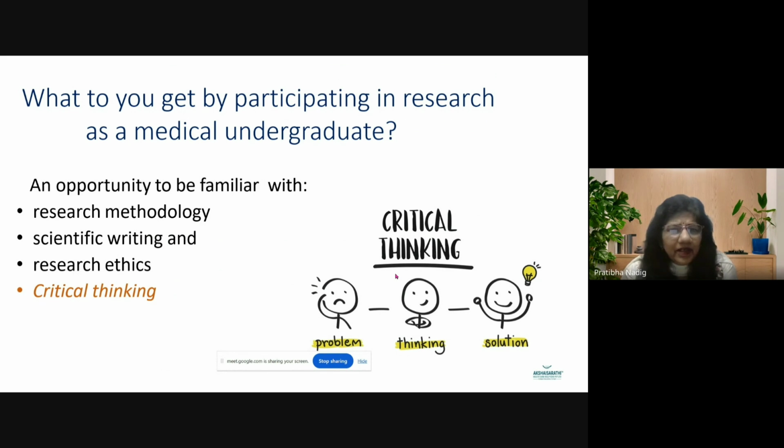What do you get by participating in research as a medical undergraduate? It will be a great opportunity to be familiar, I'm saying. You will not become masters because you have very less time. So you will understand research methodology. You'll understand what is scientific writing, because writing, we know. We have written essays, we have written so many things in our school and in our +2. But in scientific writing, the facts and the data have to be presented in a very logical and sequential order, in a very convincing way, and not everybody can write. So you will get exposed to how to write and how to get published.